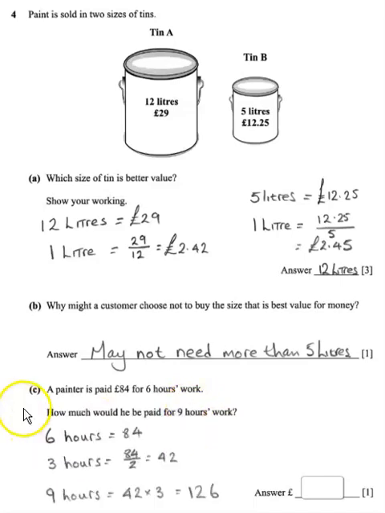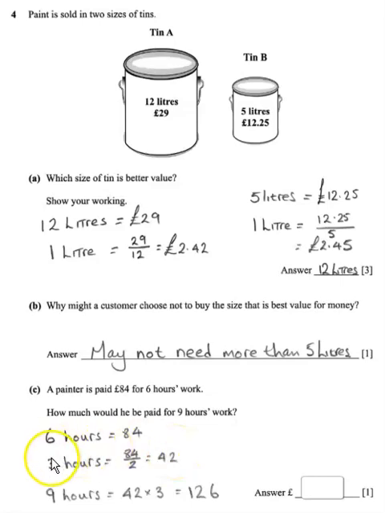For this one, I've taken the 6 hours as 84. And what I've done is I've just found out what 3 hours would be. So that's 84 divided by 2. Because we've done 6 hours, I've divided that by 2 to make 3 hours. So we divide this side by 2. So 84 divided by 2, 3 hours would be £42.